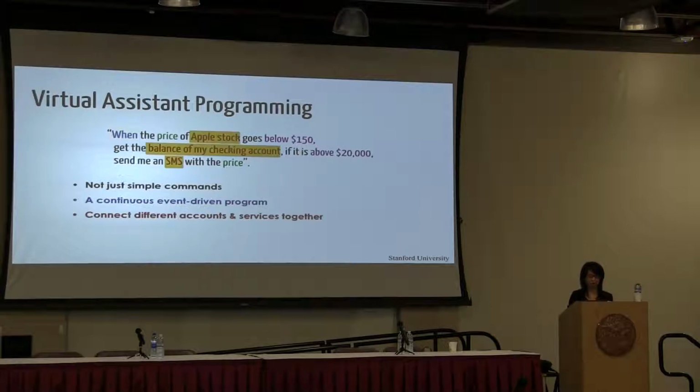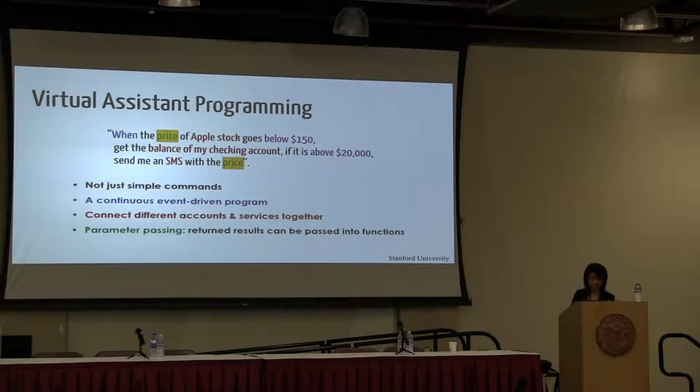I have to watch for a situation. I am connecting different kinds of services together: my Apple stock, my checking account, my SMS. My virtual assistant has access to all these. These are all my accounts, and the only one who has all of these accounts is the virtual assistant. So I need to connect the different functions together, and I need to pass parameters around, and then I may have to put filters on these parameters. This is programming. But this is programming at the level that end users understand.